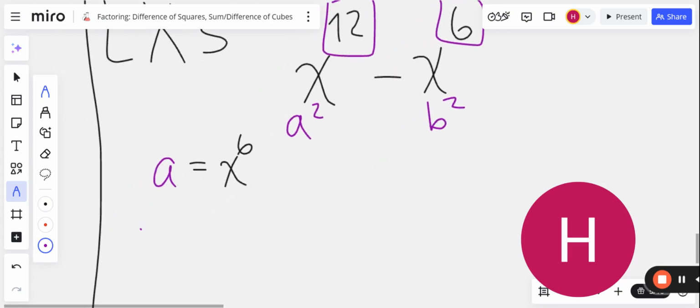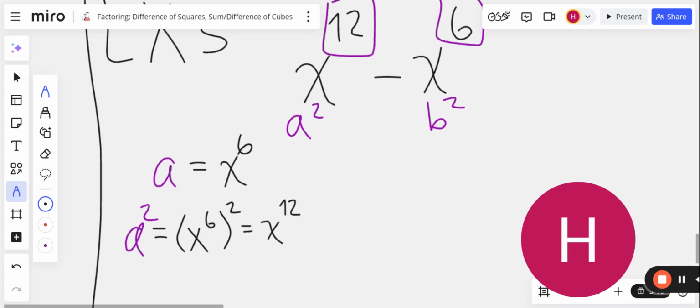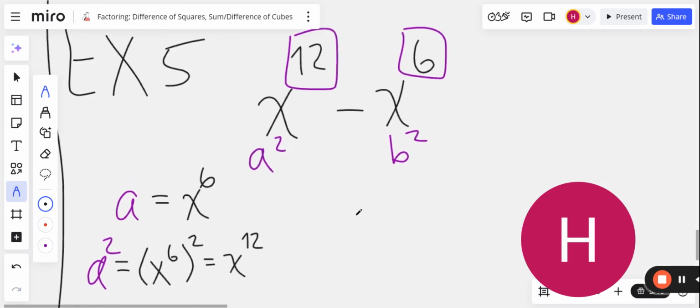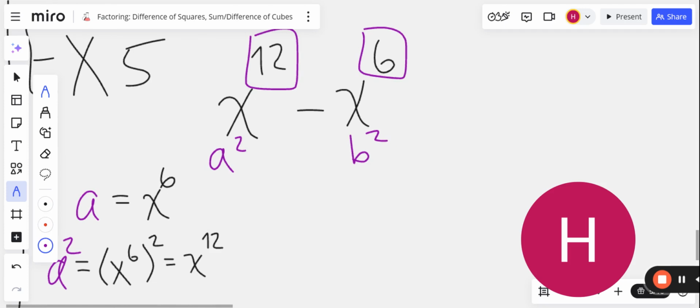And if you don't believe me, I'll just show you right here. A squared would be x to the 6th squared, and the rules of exponents say that I would multiply these exponents. So this is x to the 12. That just shows that if you cut the power in half, you're looking at the square root, basically. So similarly, for the b value, we're going to have that this is x cubed.